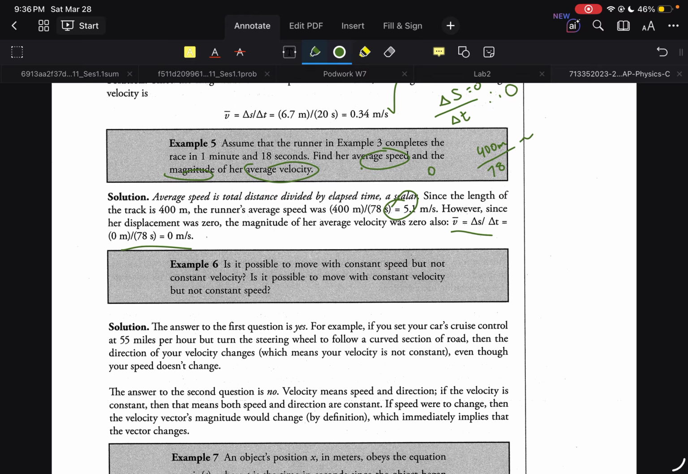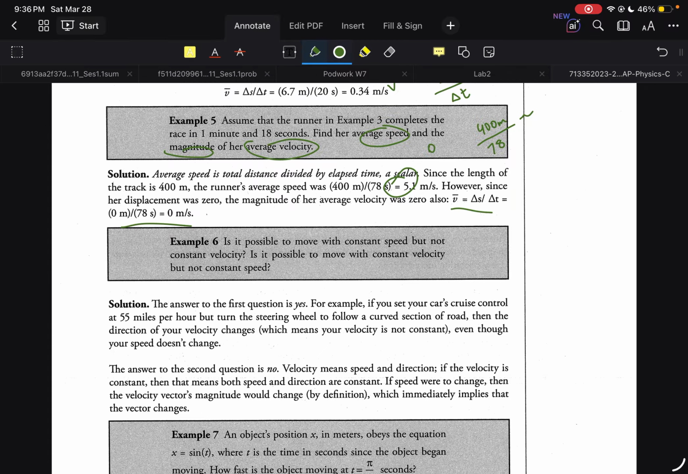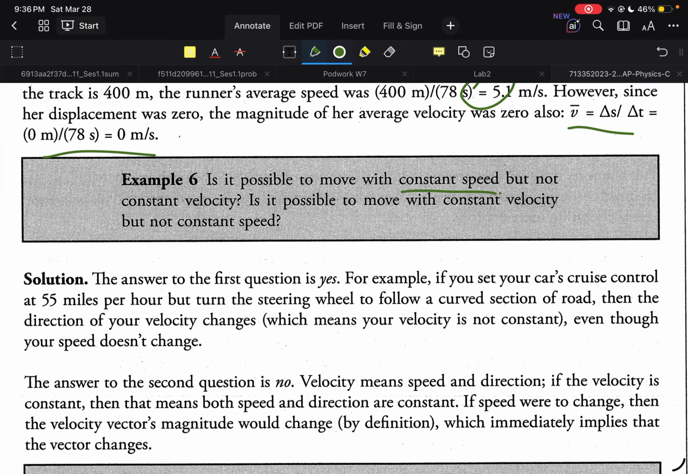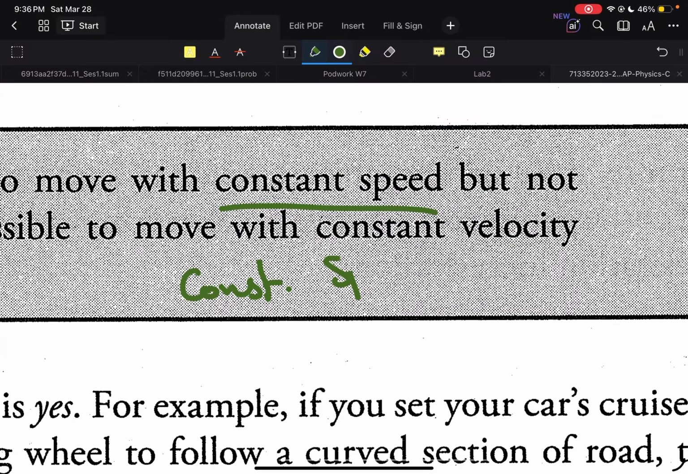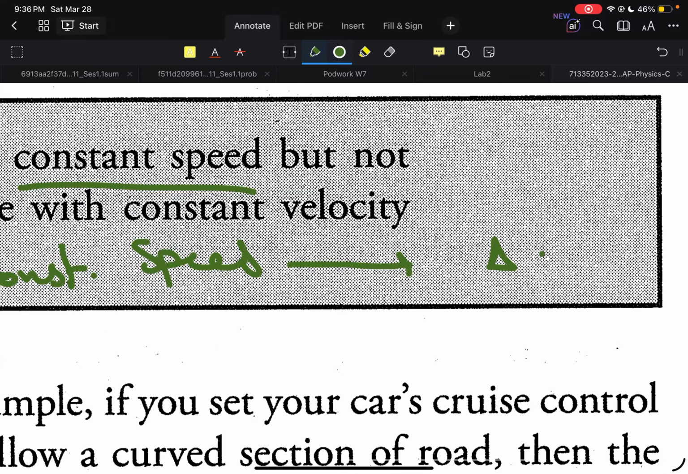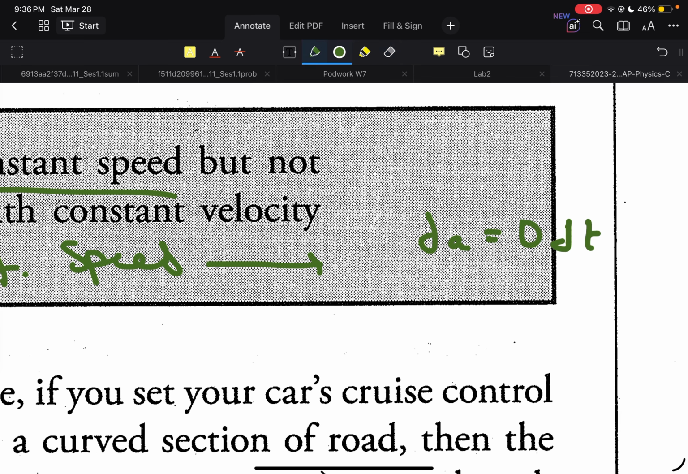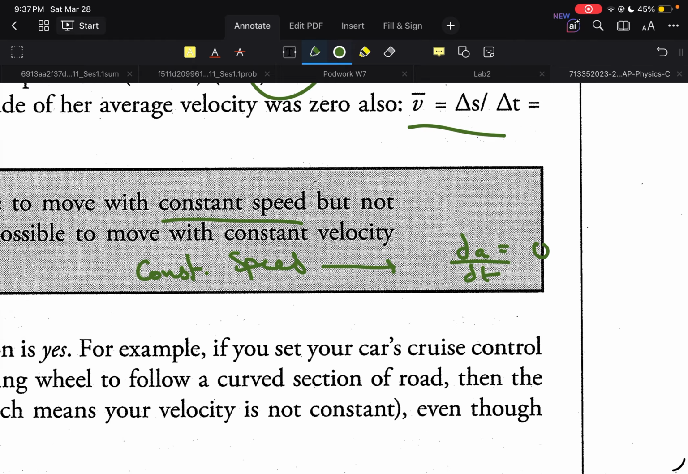Then, okay, just remember the v-bar. This is average. Is it possible to move with constant speed but not constant velocity? Let's just think about it for a second, what it means to be. So constant speed means cruising. I mean, the change of acceleration, the derivative of acceleration is equal to 0. That makes sense.